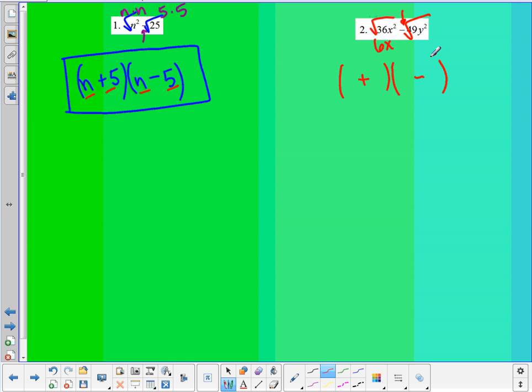Take the square root of 49, y squared. The square root of 49 is 7, and the square root of y squared is just y. So then when I plug those in, I have 6x plus 7y, and 6x minus 7y. So there's my factored form. Same two terms, one is adding, one is subtracting.